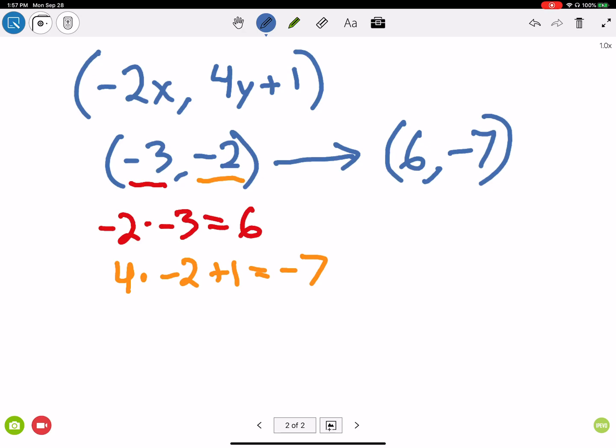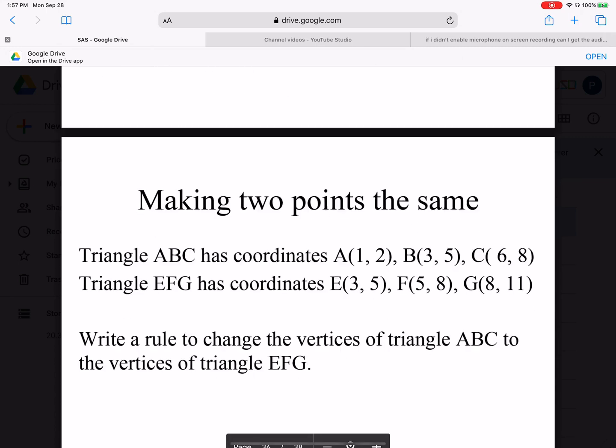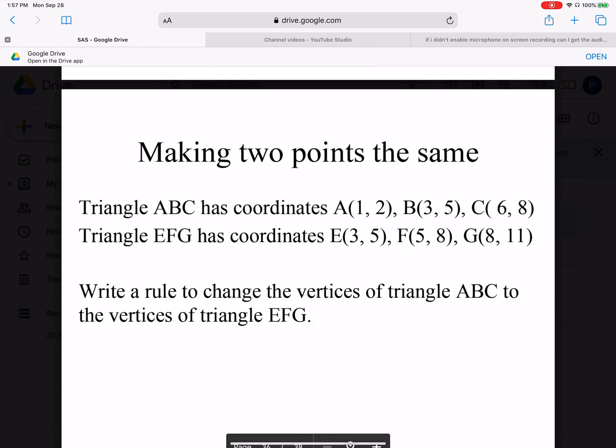And that's it, okay? That's how we deal with transformations. We just follow what the rule says, and we plug in our points and solve. Although there are some times where you need to figure out what the rule is if you have different sets of points. So let's look at this example.